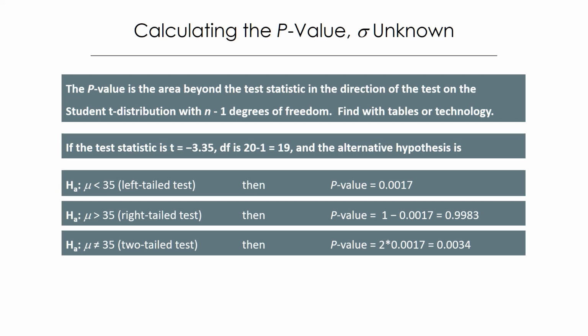And finally, if the alternative hypothesis is that mu is not equal to 35, that's what we call a two-tailed test. And in that case, the p-value is twice the area beyond the test statistic, in this case, 0.0034.